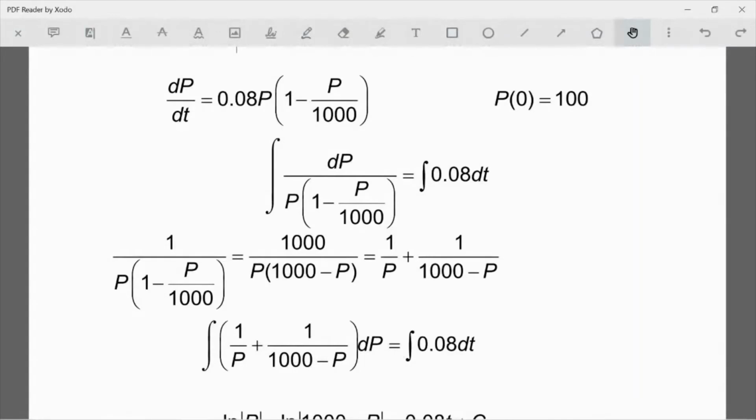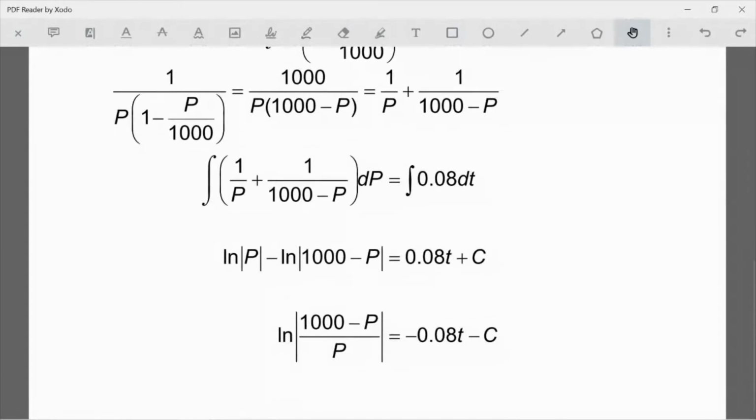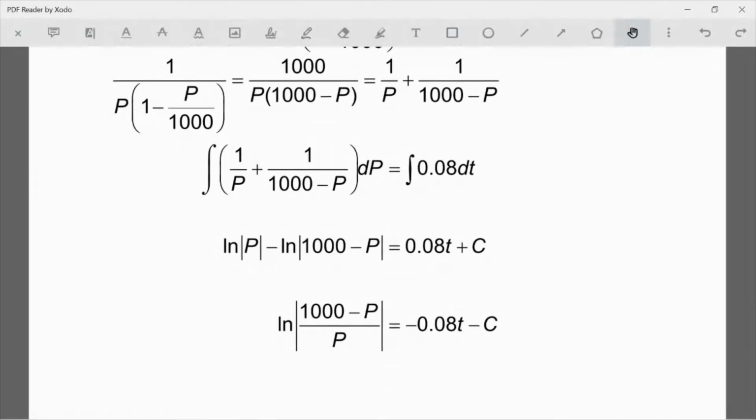I've got all the steps here. You can kind of see how I separated the variables. This involves using partial fractions. It gets pretty messy, but you can see all the steps, and I would encourage you to review those steps. But I'm never going to ask you to solve one of these logistic differential equations.